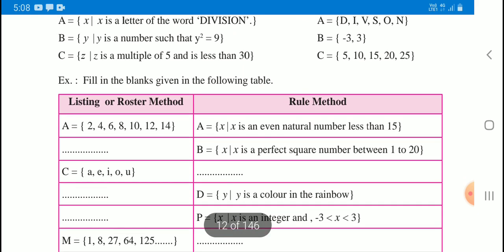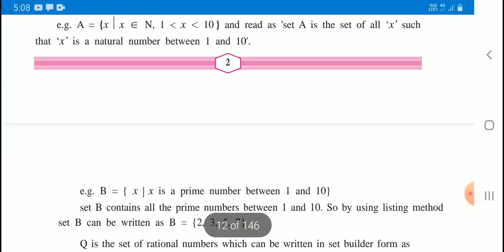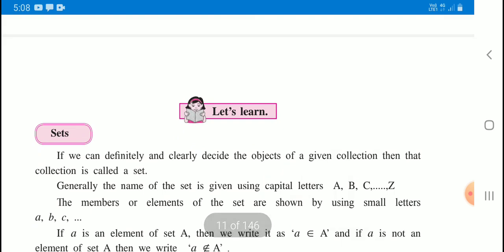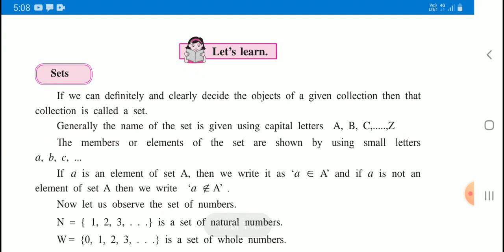Students, do you understand this? So I will repeat it one more time. A set is nothing but a well-defined collection of objects or elements. We can write a set using capital letters from A to Z. We write the set in curly brackets, and we denote the elements of sets by small letters.